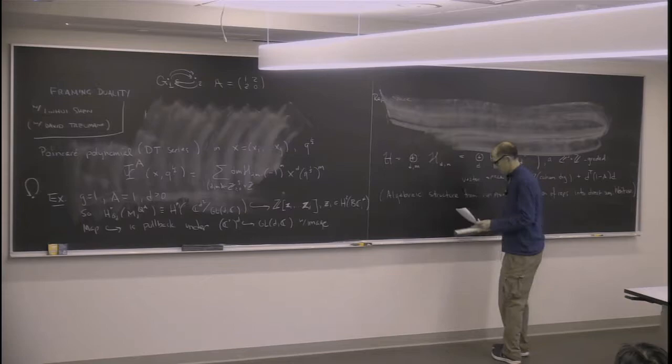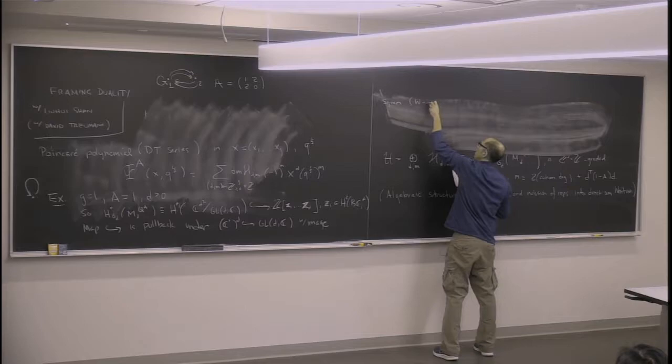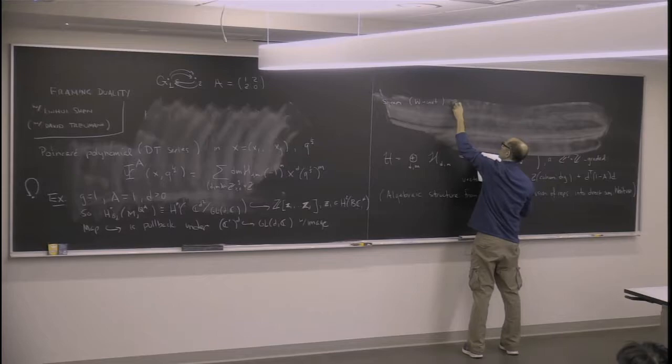Okay, so now we know what the cohomology classes are. We just have to count how many there are, in what degrees. So symmetric polynomials are labeled by Young tableaux or partitions.